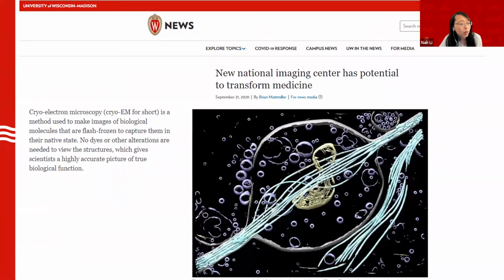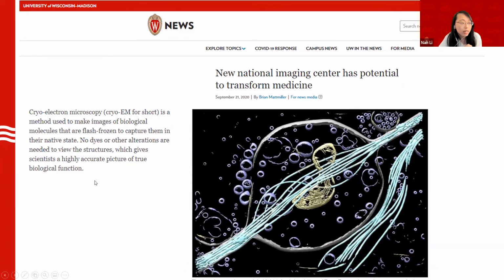And so here, I guess, just thinking locally, at UW-Madison, they just established a new national imaging center that develops this new cryo-electron microscopy technology. I've heard people talking about it. It sounds like a super cool technology that can flash freeze the subjects that you're studying, and no dyes or other alterations are needed in order to create that image. And this technology has high potential and allows scientists to create a highly accurate picture of the true biological function.